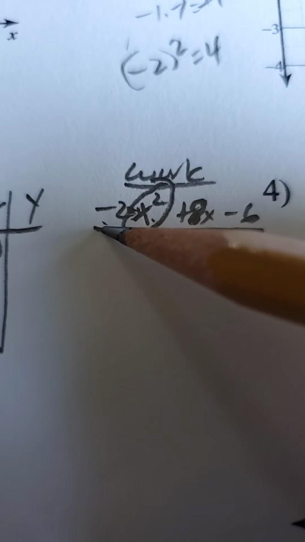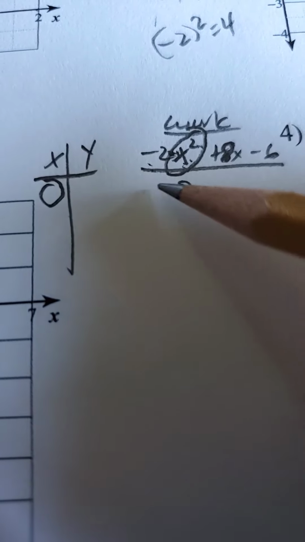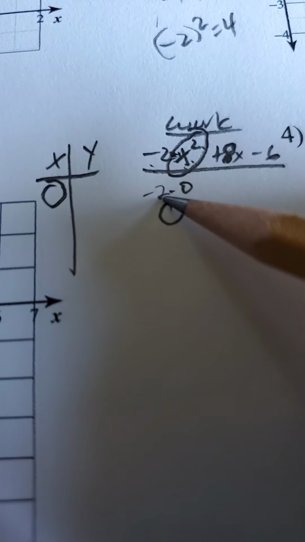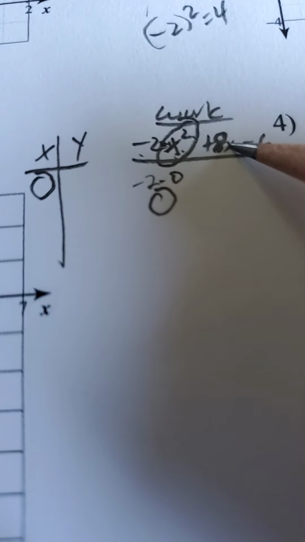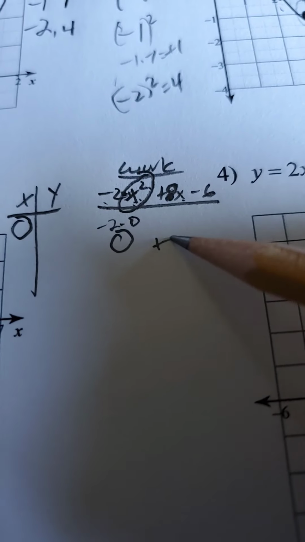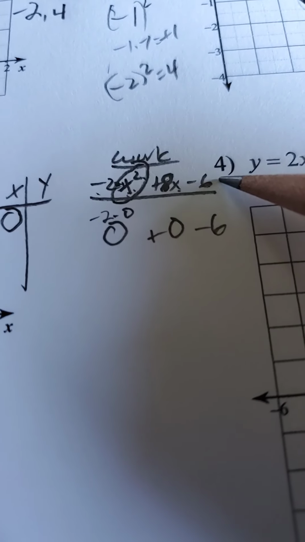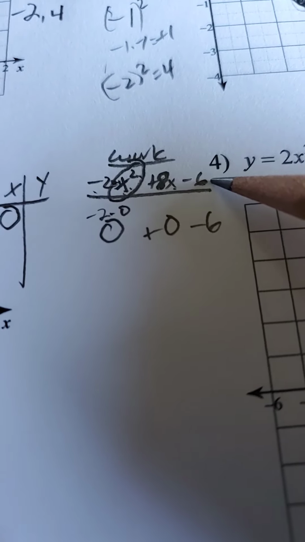Now, again, you have to square first. Remember in elementary school, you do exponents before you multiply. This is x squared, then multiply by -2. So I want 0 squared, which is 0, times -2, which is 0. I plug in a 0 for x, and I take 0 times 8, which is 0. And then the constant is -6. There is no variable on this, so you don't multiply it.